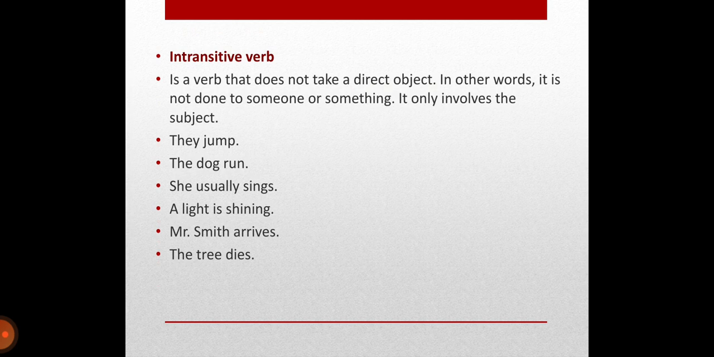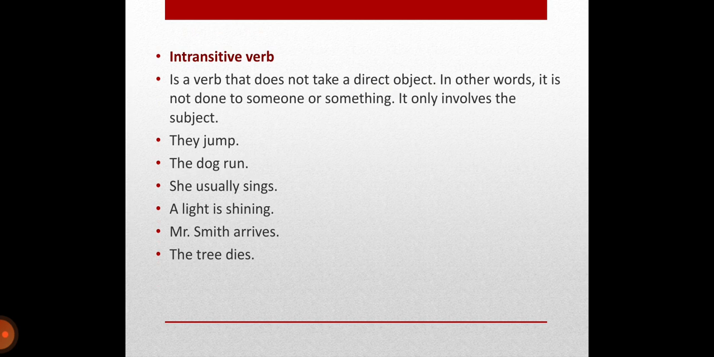Intransitive verbs differ from transitive verbs. Why? Because intransitive verbs do not take direct objects. In other words, the action is not done to someone or something. It only involves the subject. So, in this case, with intransitive verbs, the sentence will be complete with the subject and the verb. For example, they jumped. That's it.